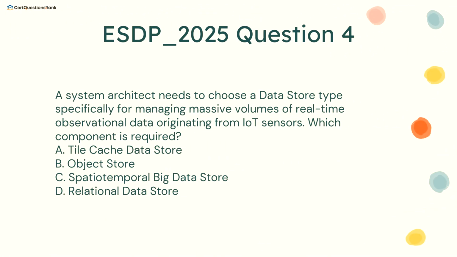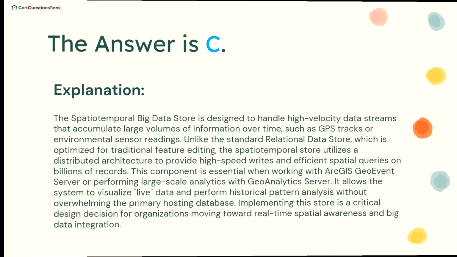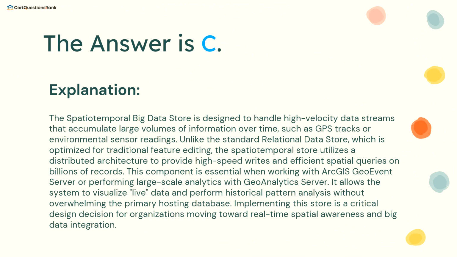A system architect needs to choose a data store type specifically for managing massive volumes of real-time observational data originating from IoT sensors. Which component is required? A. Tile cache data store. B. Object store. C. Spatiotemporal big data store. D. Relational data store. The answer is C.